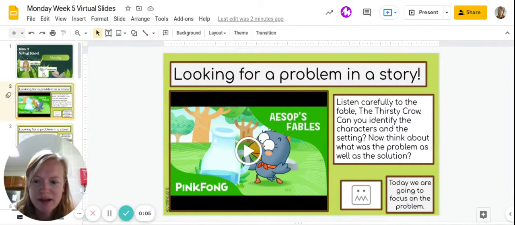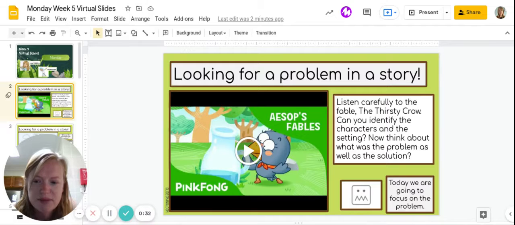So I hope you have watched the fable, The Thirsty Crow, and you've thought about who the characters in it are and the setting. So obviously the main character is the crow. It is taking place in a forest, and we've done lots of work at this point on character and setting. So if you needed to rewrite the story, you've got lots of things that you know how to think about to describe a character and a setting.